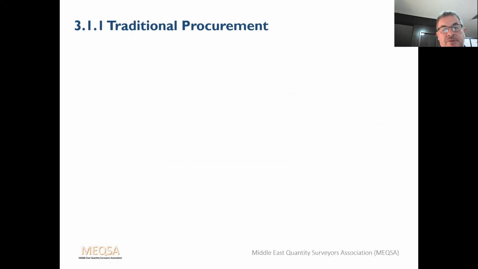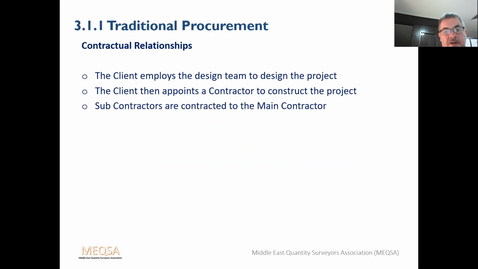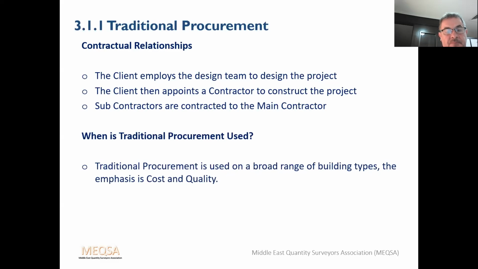So we'll deal with traditional procurement first. The contractor relationship. The client employs a design team to design the project. The client then appoints a contractor to construct the project. Subcontractors are contracted to the main contractor. When is it used? Traditional procurement is used on a broad range of building types.